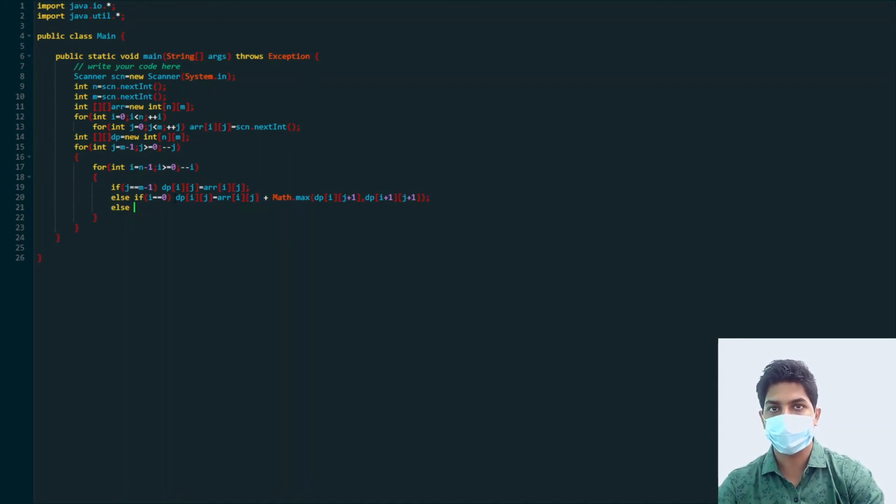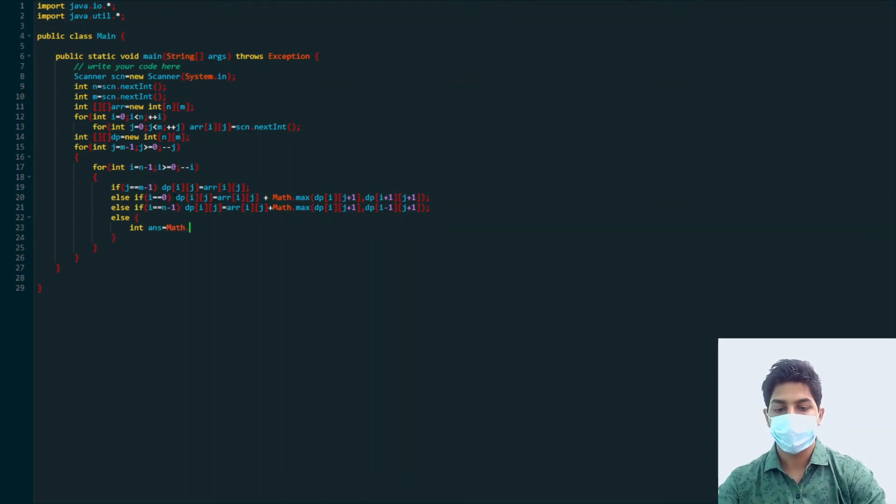Else we have to make sure that if we are in the last row, that is i equals n minus 1, then our answer will come only from the horizontal and upward directions. Else we can take answers from all the three directions.